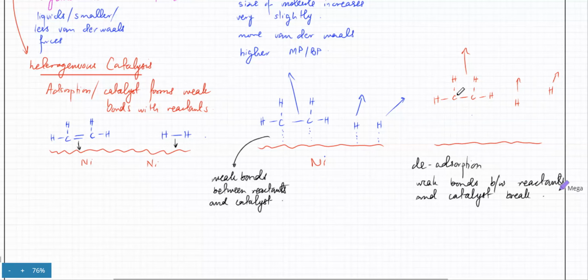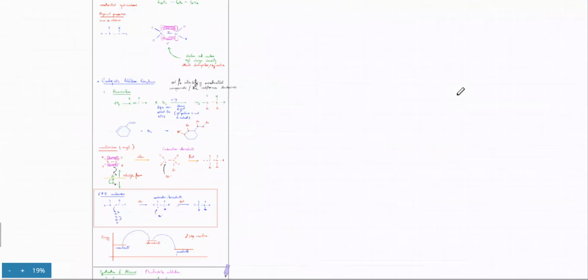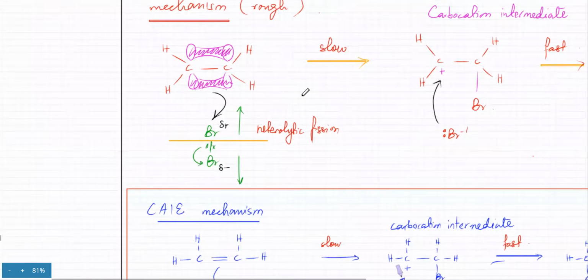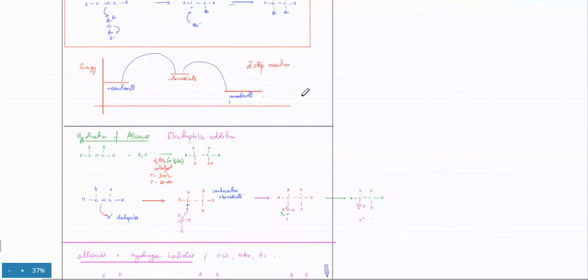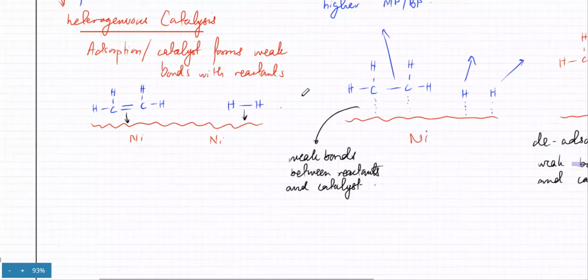So the electrons go to the nickel, and the double bond as well, the pi bond. It's exactly something like this. Like what was happening over here, you had Br positive that was pulling the electrons from the pi bond, right? But now what's happening is that the electrons are being pulled by nickel.